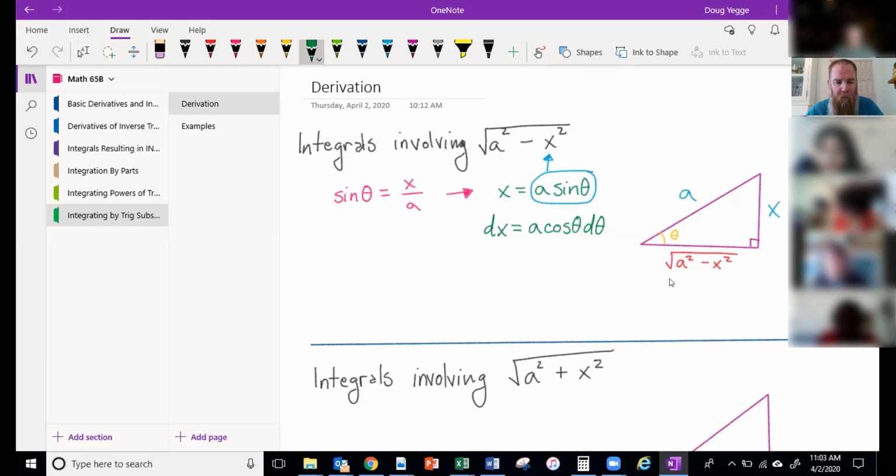Okay, so one more time. When you see the square root of a squared minus x squared, the substitution we'll use is a sine theta. Similar to when we saw this, we used sine inverse. Well, now the substitution is a sine theta. Okay, questions there?